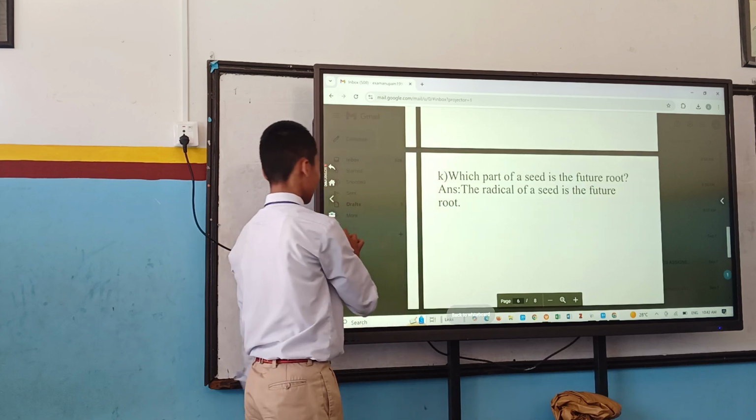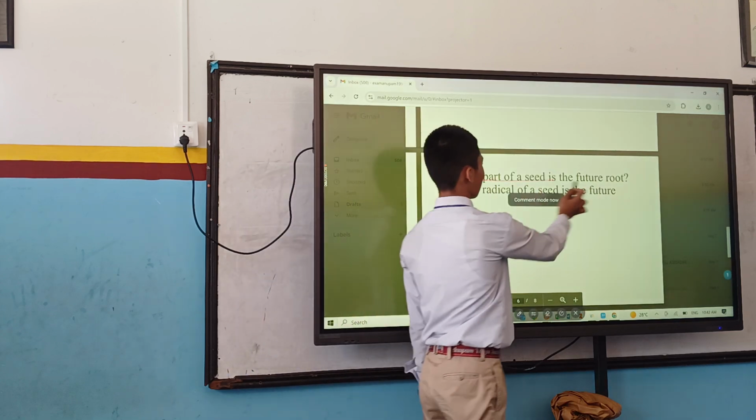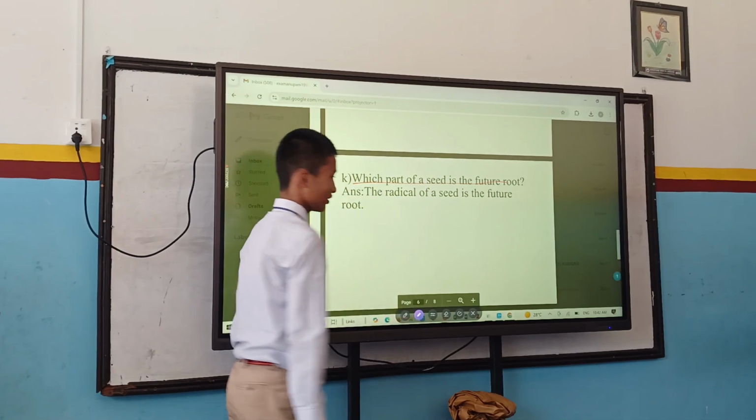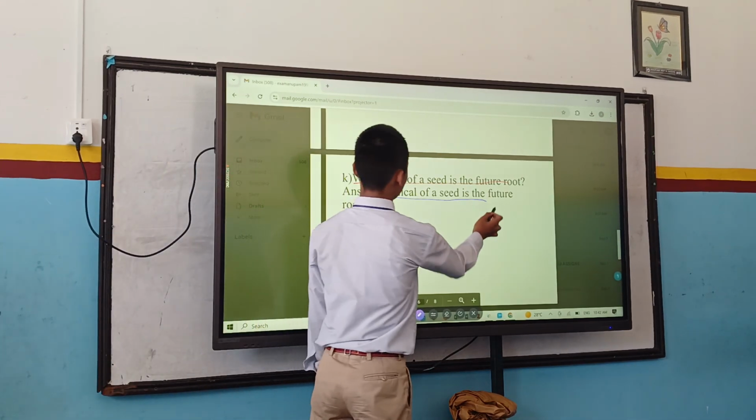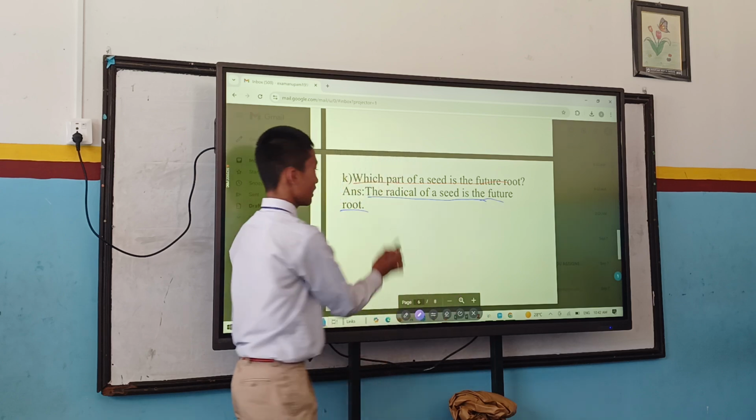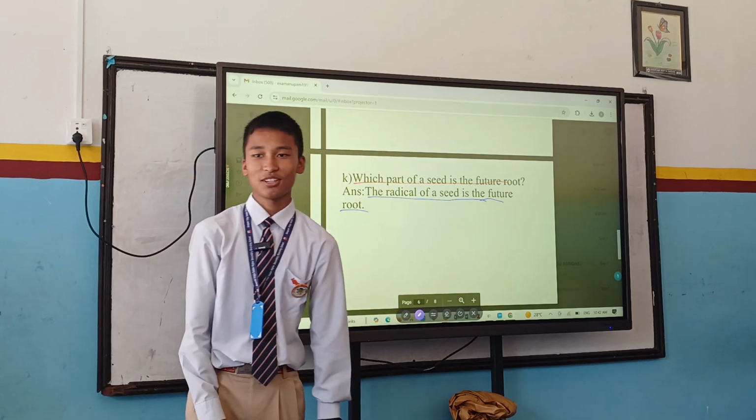K number. Which part of a seed is the future root? As you all know, even Nirajan said, the radicle of a seed is the future root, as the radicle develops into the root.